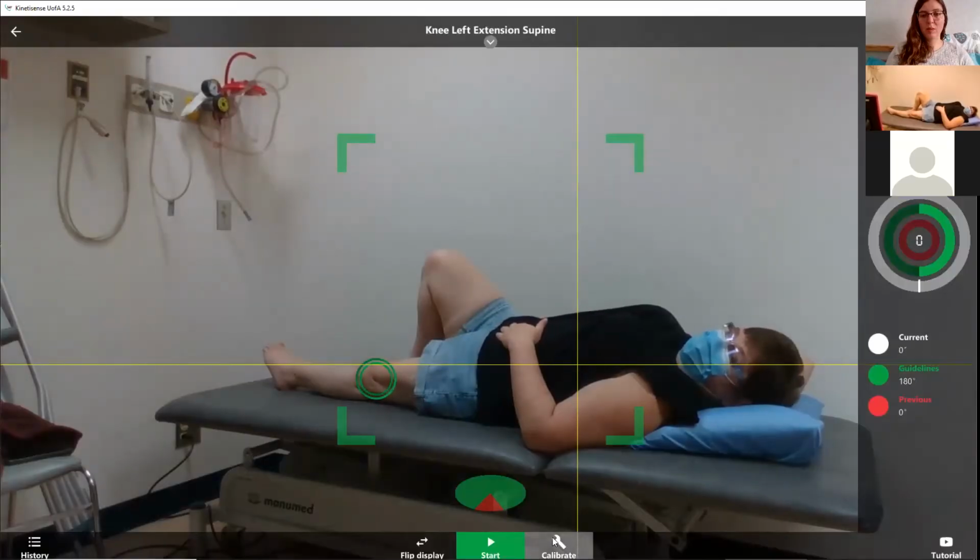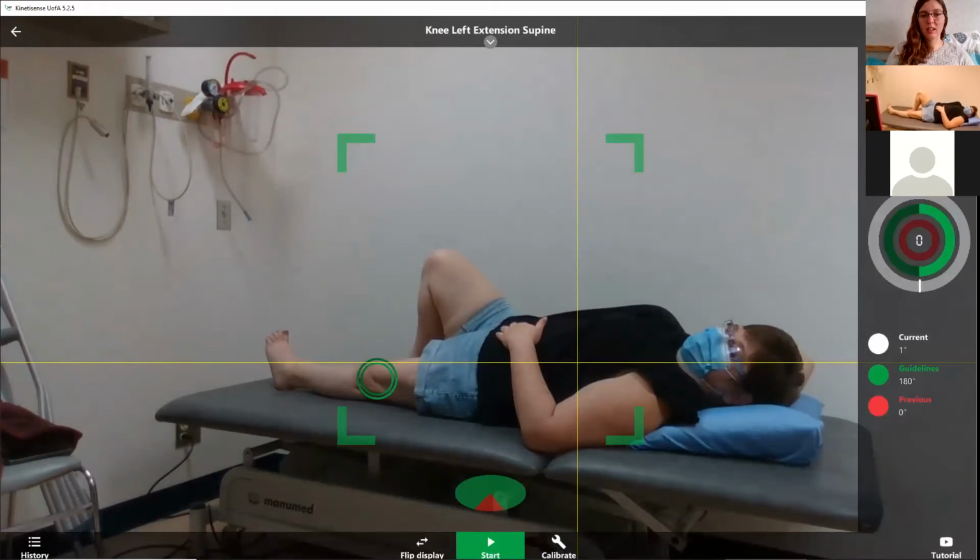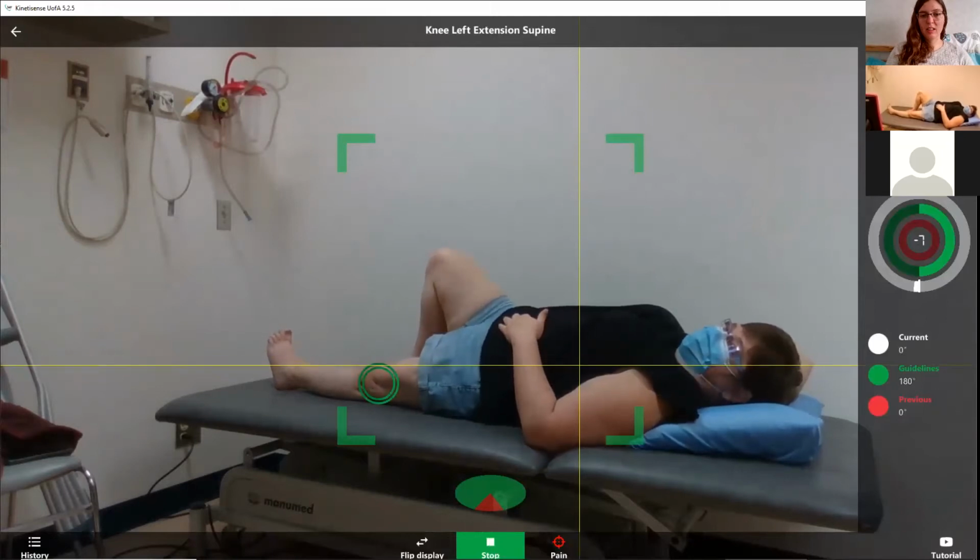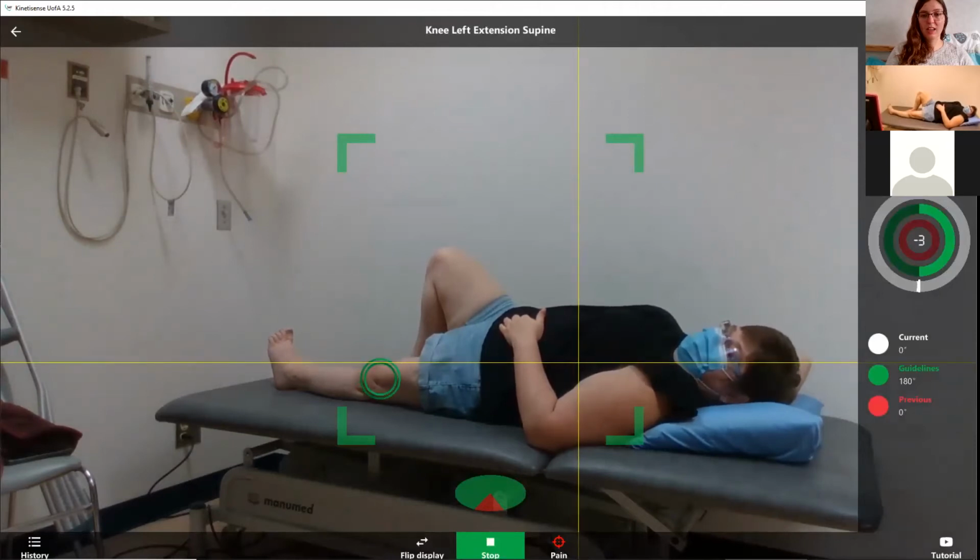Next, we measure the degree of extension of Anna's knee. This basically means how straight she can get her leg on the table. You can see on the right-hand side of the screen where Kineticsense is measuring her movement. Anna isn't quite able to straighten her leg yet, but she's made a lot of improvement.